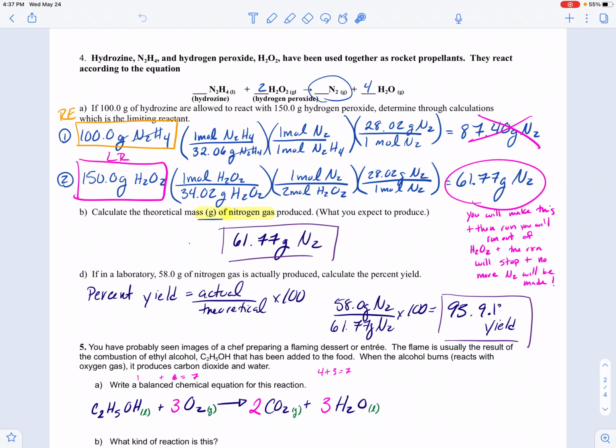So it's a 1-to-1 relationship. And then 1 mole of N2 has a molar mass of 28.02. So then I calculated that all the way across and I got 87.40 grams of N2.